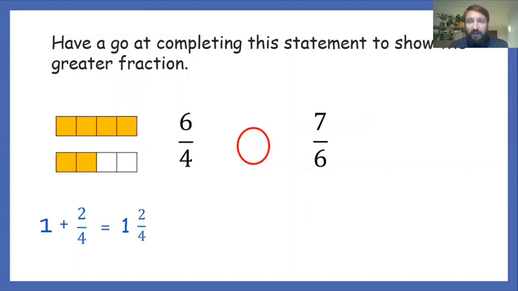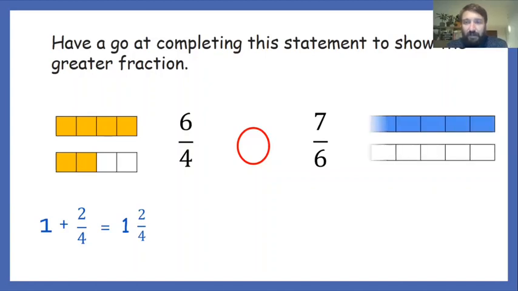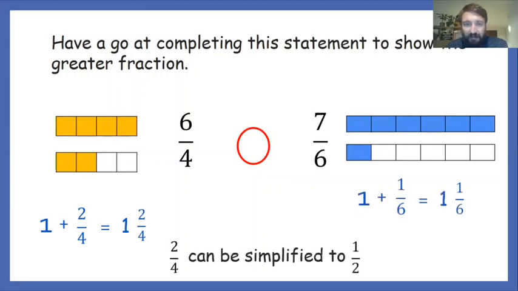Let's have a look at our 7/6 fraction. I know I need one shape divided into 6 pieces, and I know that I need 7 parts shaded. So therefore I've gone into a second shape. That's going to give me 1 whole and 1/6. Fantastic. Now, great mathematicians that you are, you would definitely know that 2/4, 2 quarters, can be simplified to 1/2.